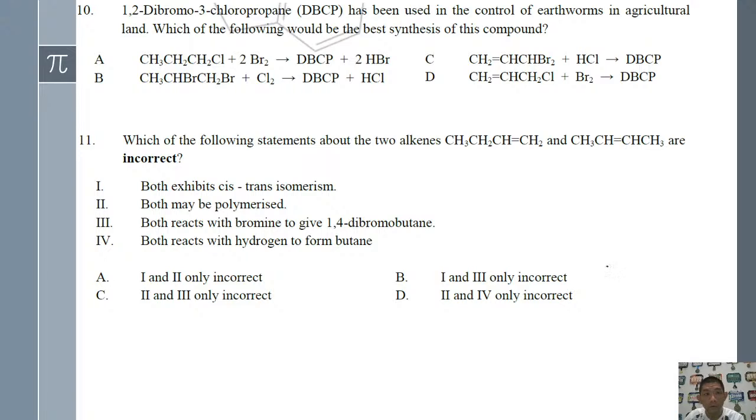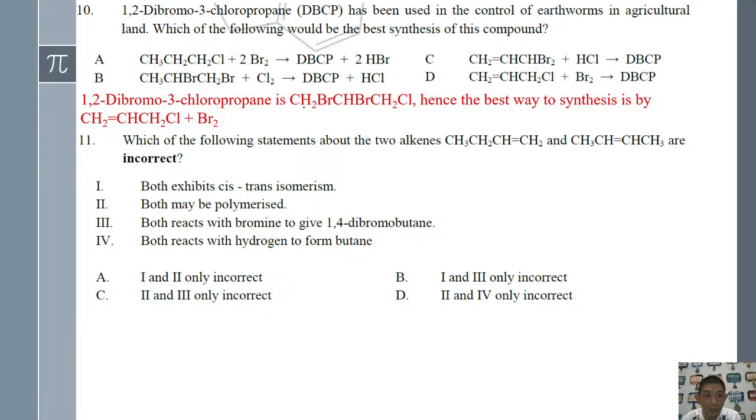As for question number 10, 1,2-dibromo-3-chloropropane, DBCP, has been used to control earthworms in agricultural land. Which of the following would best synthesize this compound? So you have to first identify the structure of 1,2-dibromo-3-chloropropane. So you have CH2Br, CHBr, CH2Cl. What could be the possible way to synthesize this? Let's study them one by one.